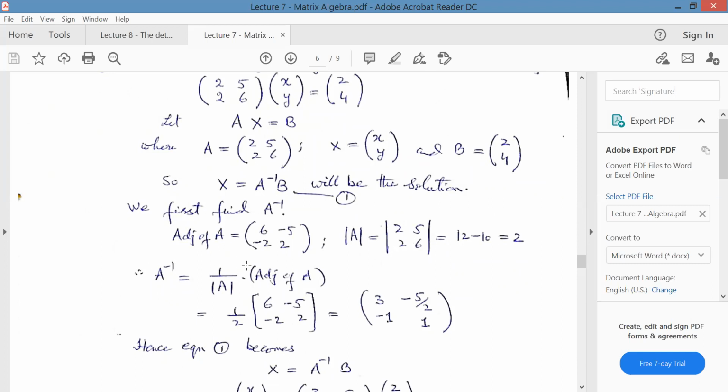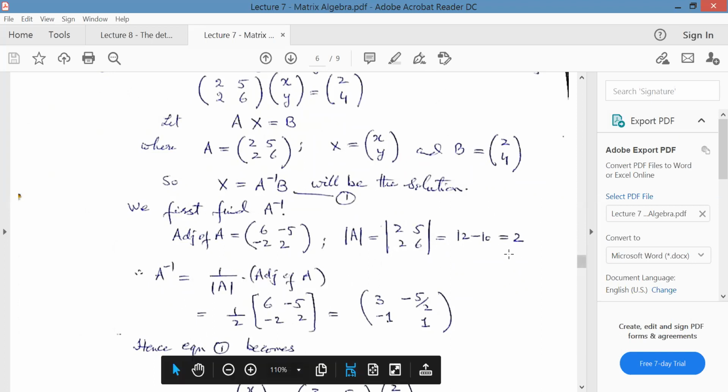How do you find the inverse? The formula is 1 upon determinant of A into adjoint of A. Multiply these two. So 1 upon determinant of A is 1 upon 2, into adjoint of A, which is this one: 6, minus 5, minus 2 and 2. And what you 1 by 2 से अंदर multiply कीजिए, this will become 3, minus 5 by 2, this will become minus 1 and this will become 1.